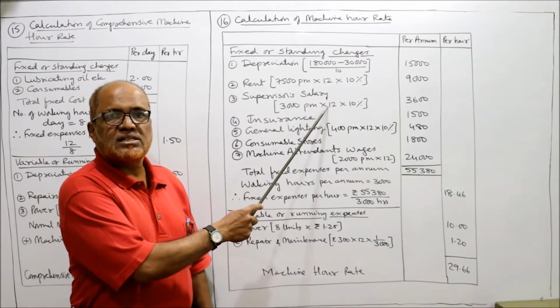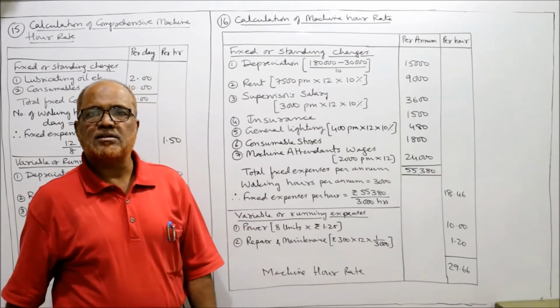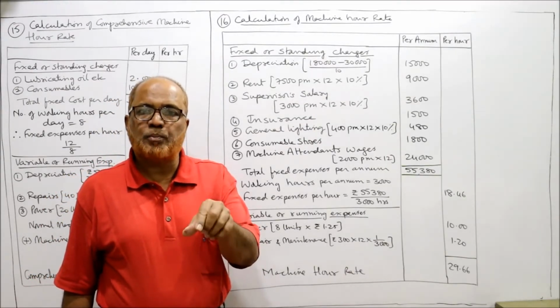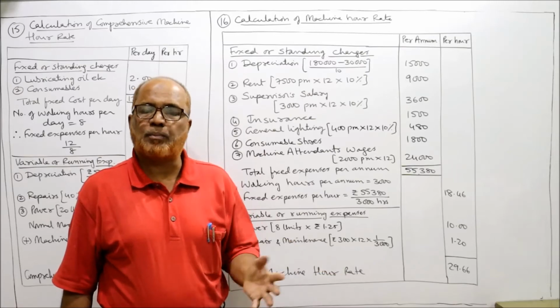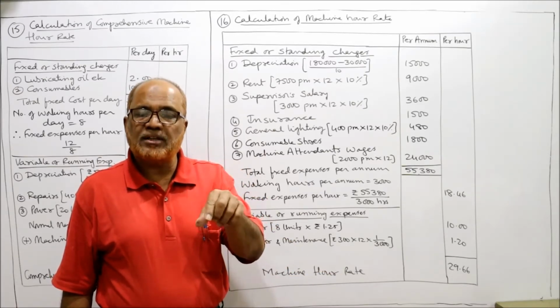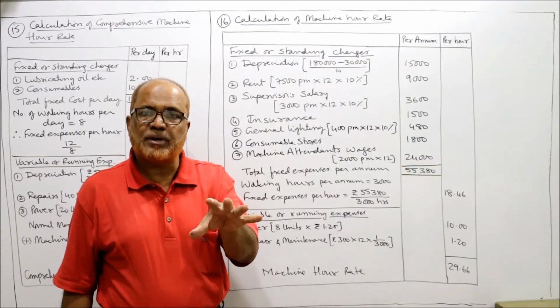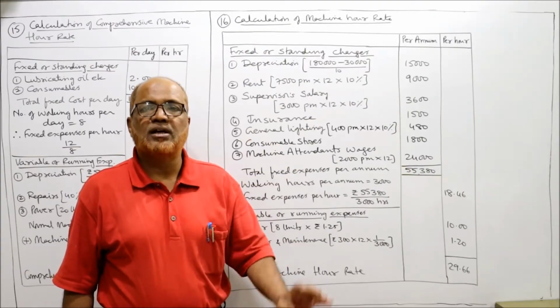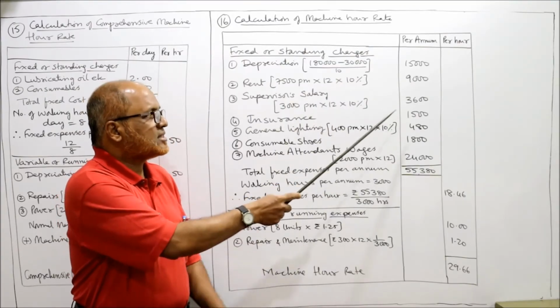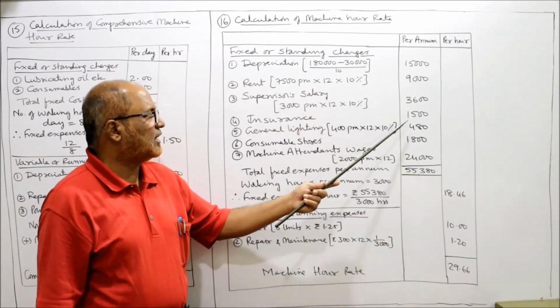3,000 into 12, 36,000 into 10%. We assume that 10% of the supervisor's time is devoted to this machine. The problem is silent, so you have to give a note that, assuming the supervisor is devoting 10% of his time on this machine, that's why we have taken 10%. 3,600. Insurance exclusively for this machine 1,500.